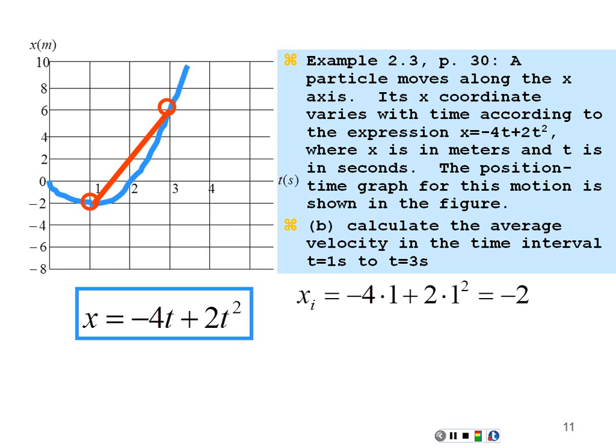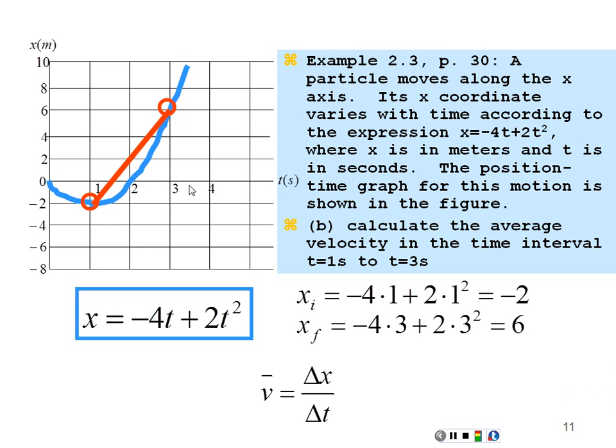My final position at t equal 3 seconds is negative 4 times 3 plus 2 times 3 squared, which will be negative 12 plus 2 times 9, 18, or 6. And again, I can look at the graph at t equal 3 seconds, and my position is 6. So it's a good graph. So here are my initial and final positions.